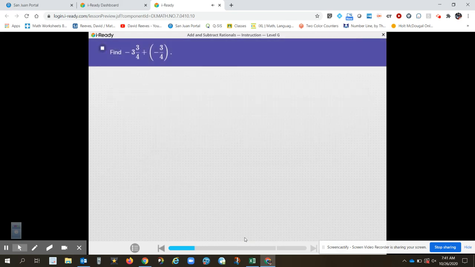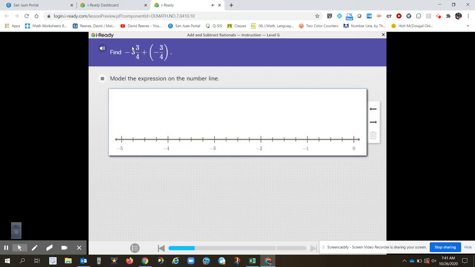All right, negative 3 3/4 plus negative 3/4. Again, I'm going to be on the negative side here, and I'm going to go 3/4 more to the left. Again, here you count 1, 2, 3, 4. See how there's 4? So each one of these is a fourth this time. So I'm going to be at negative 3 3/4. And because I'm adding a negative, adding a negative goes to the left, adding a positive goes to the right.